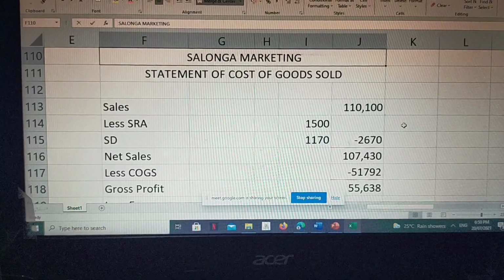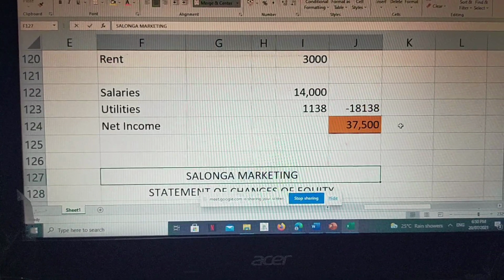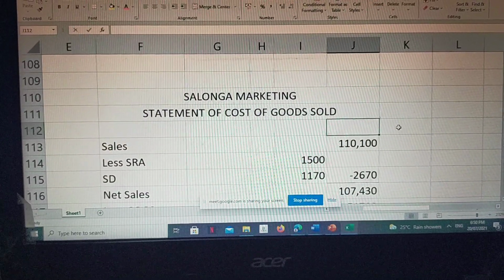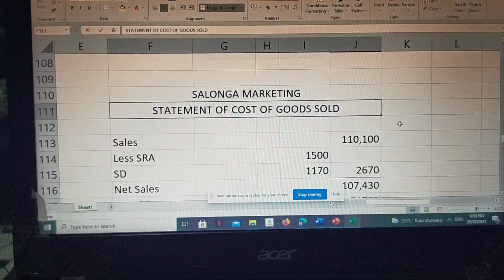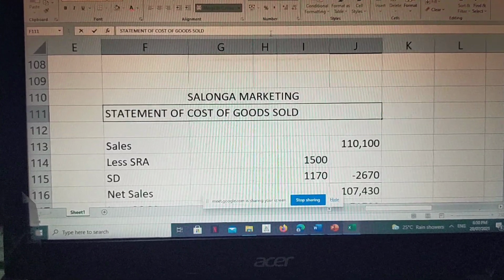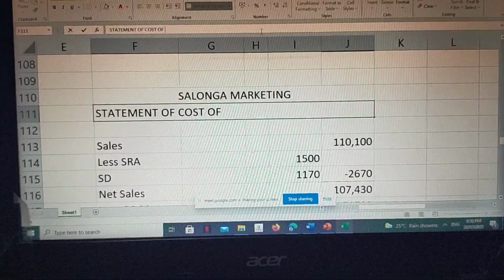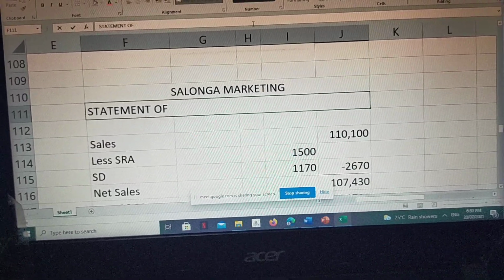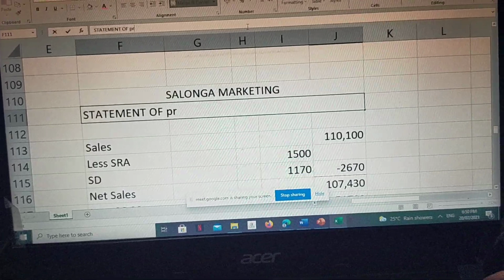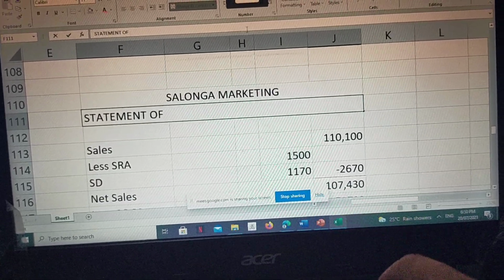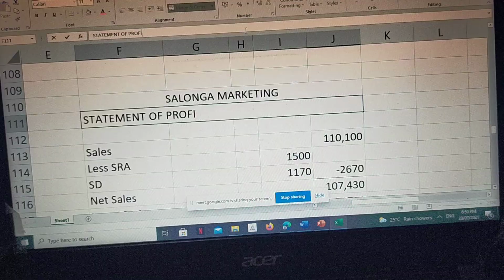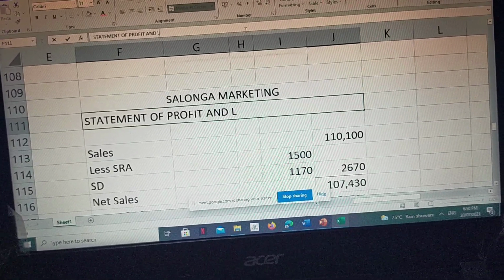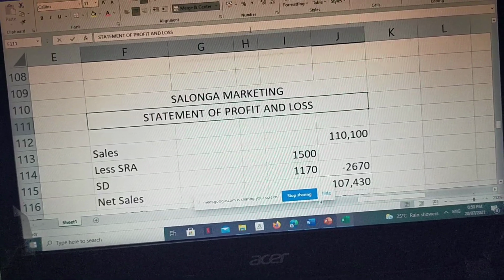Okay? So, for the statement of cost of goods sold, we're done. We have, hindi to cost of goods sold, statement of income or profit and loss. Mali yung heading. Mag-ingat din. Statement of profit and loss or simply income statement. Okay? Later on sa worksheet.